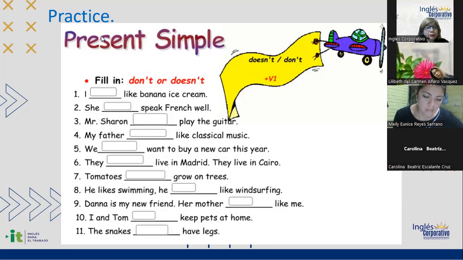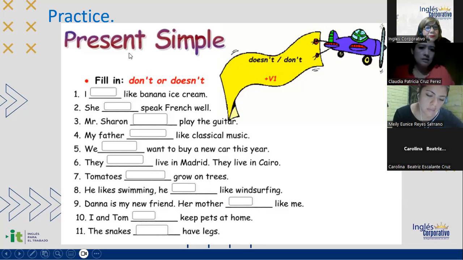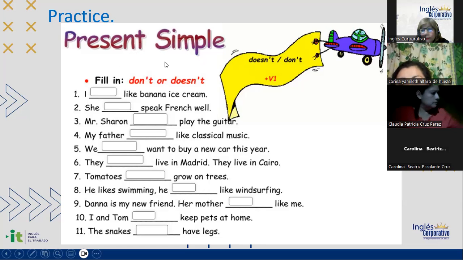Number one. I do not like banana ice cream. Okay. Number two. She does not speak French well. She doesn't speak French well. Yeah. Number three. Mr. Sharon doesn't play the guitar. Number four. My father doesn't like classic music.